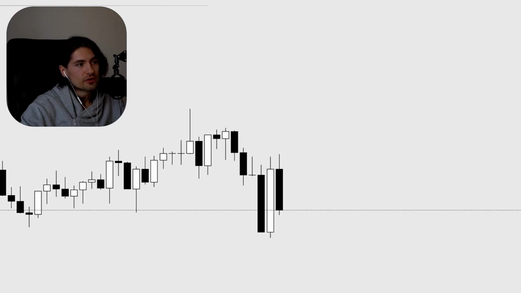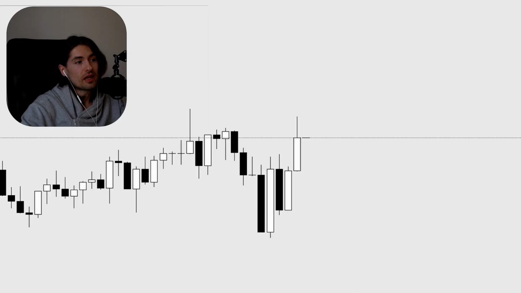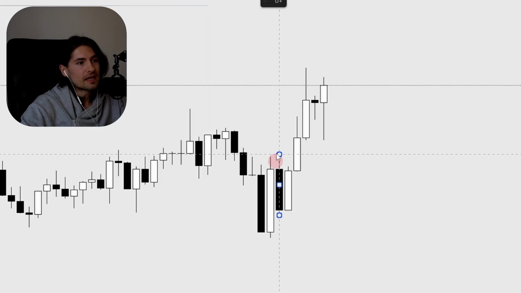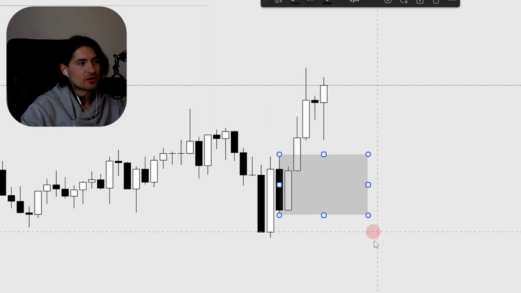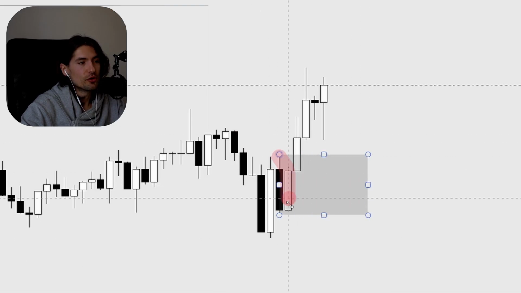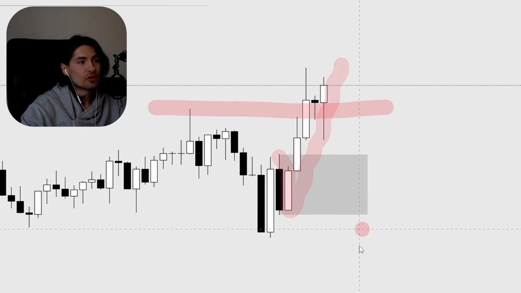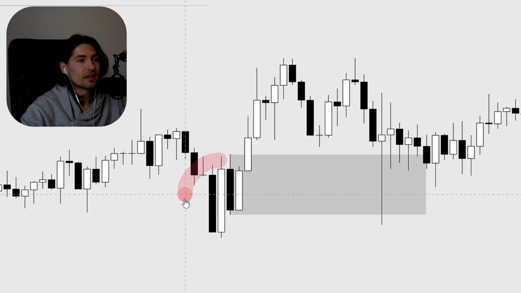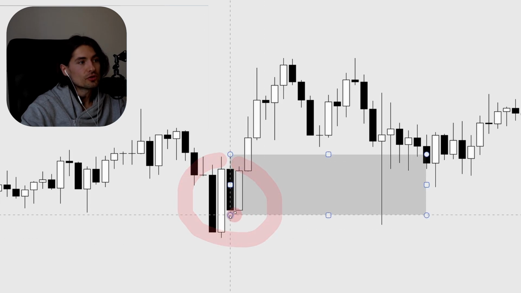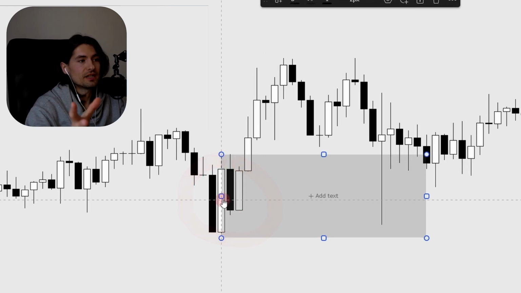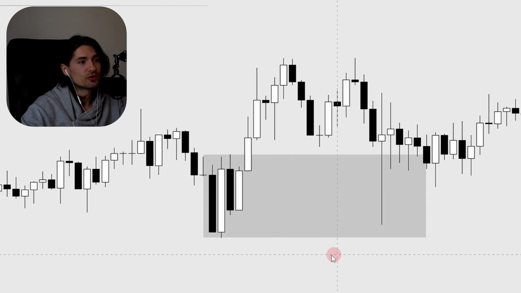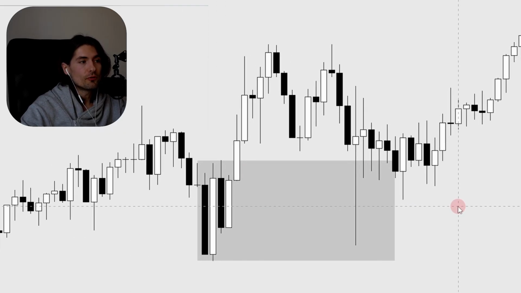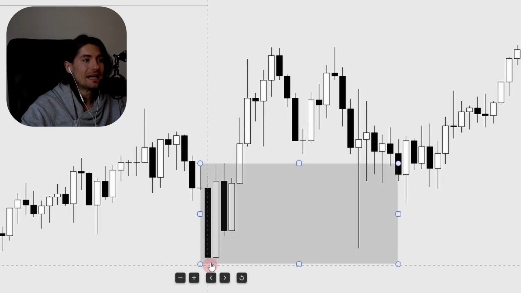Order blocks or supply and demand are simply areas with big points of interest. Before price makes a big move, it usually consolidates first. That is pretty much your POI. OB, aka order block, is usually that candle before the move. For the S&D zones, you can think of it as a series of candles. Also, you can think of the whole area as an accumulation and distribution zone, which you might have heard from Wyckoff.